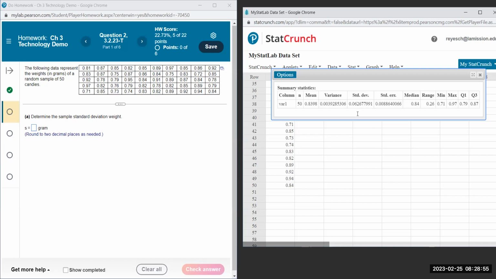Round to 2 decimal places. So that typical deviation from the center to 2 decimal places. So that's 2 numbers behind the decimal. Again, look at that third digit to decide whether your second number is going to stay or be bumped up by 1. So mine's 0.06. The next digit is a 2, so mine will stay as 0.06.